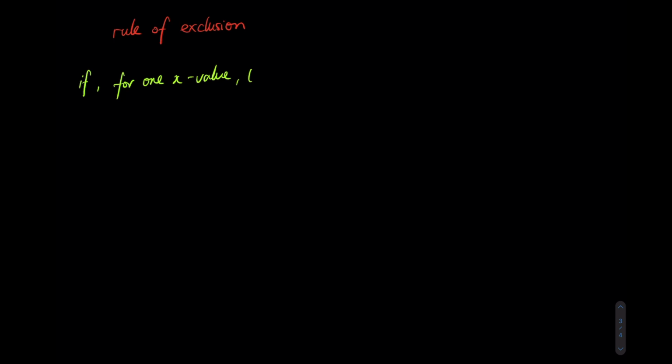The reason I think a rule of exclusion works well is because there are different types of functions, so it's much easier to think about what isn't a function first. And the rule of exclusion is this. If for one x value there are multiple y values, then the graph is not considered a function.